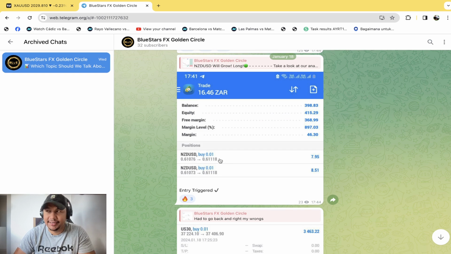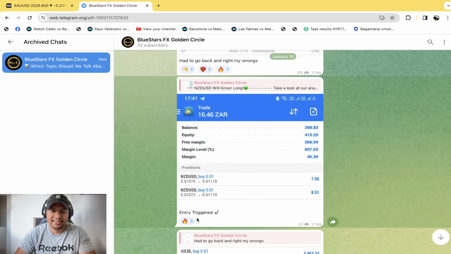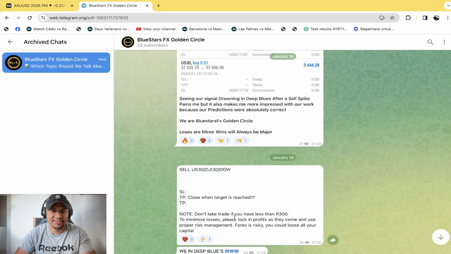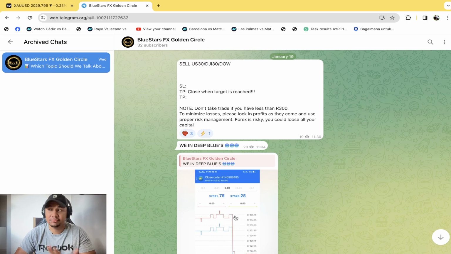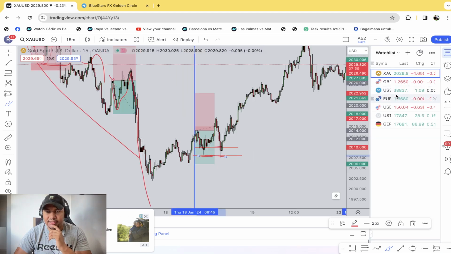Again, entry triggered. I don't understand this so nicely. Signal will be sent when entry triggered. Entry triggered, but where's the signal? I don't understand. I don't get it, right? Sell the Dow Jones on the 19th. Let's go.